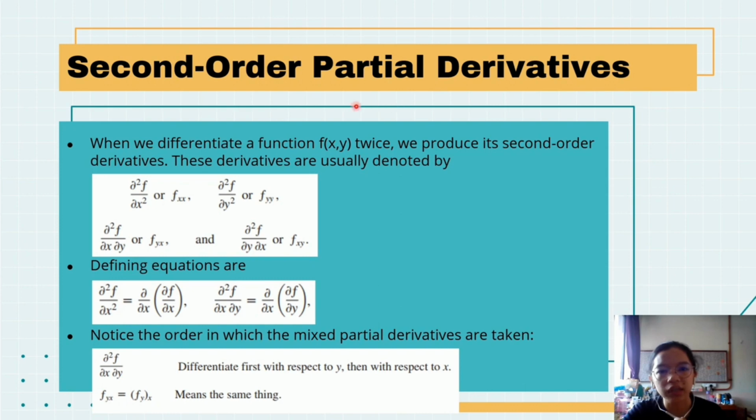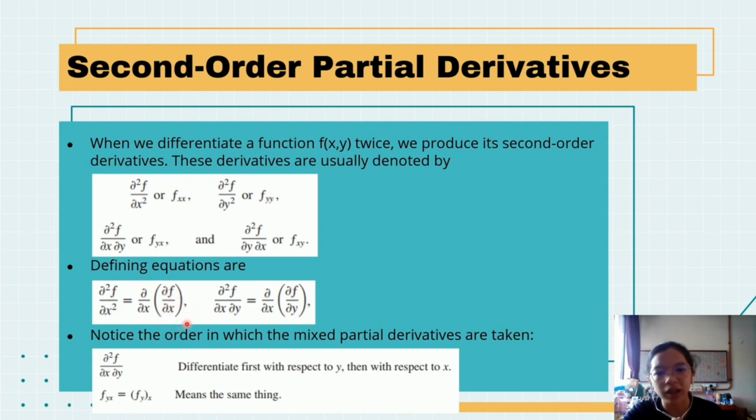So for second order partial derivative, when we differentiate a function f(x,y) twice, we will produce its second order derivative. So these derivatives are usually denoted by ∂²f/∂x² or fxx, ∂²f/∂y² or fyy, ∂²f/∂x∂y or fyx, and ∂²f/∂y∂x or fxy.